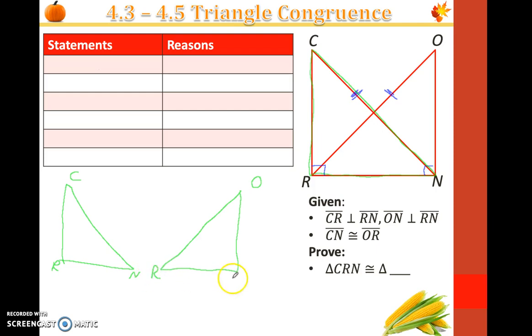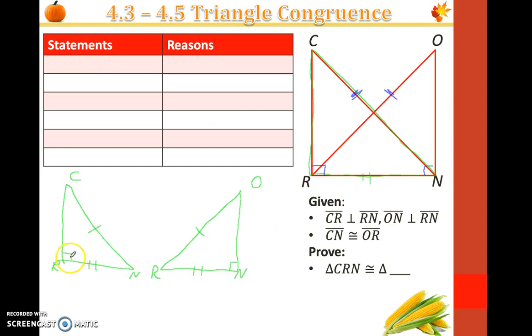ORN. I'll mark some of these things up again. So I know that these are right angles, where R and N are. I'm told that CN is congruent to OR, and then I'm still short one thing. Well, if there's ever an overlap between the two shapes, that should be a hint that I'm going to use the fact that the shared side RN is congruent to itself. It's a little more obvious in the first diagram that RN is congruent to itself, and a little more obvious in the diagram I drew what this means in terms of showing congruence.